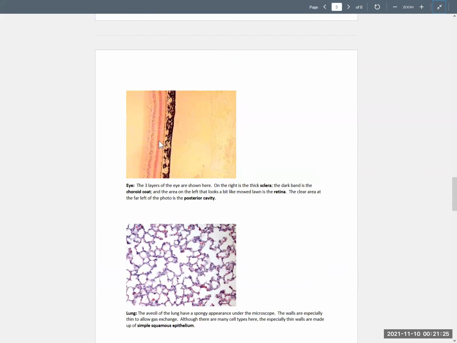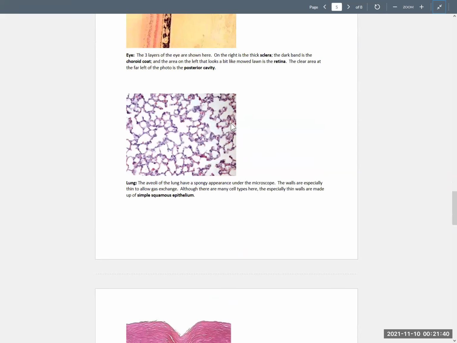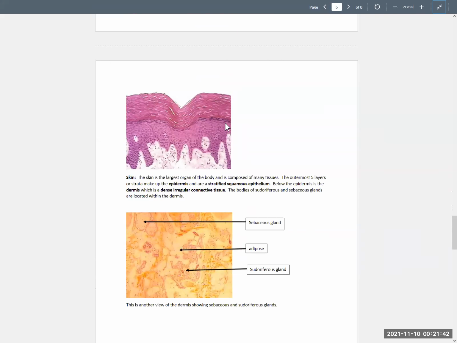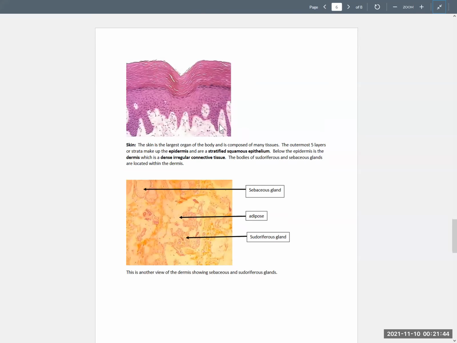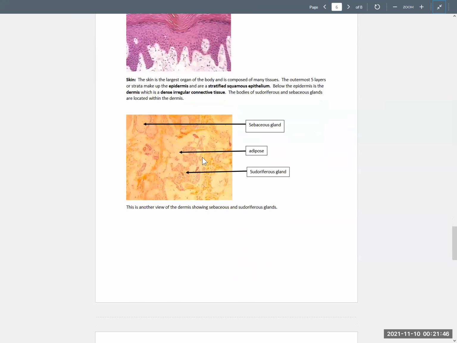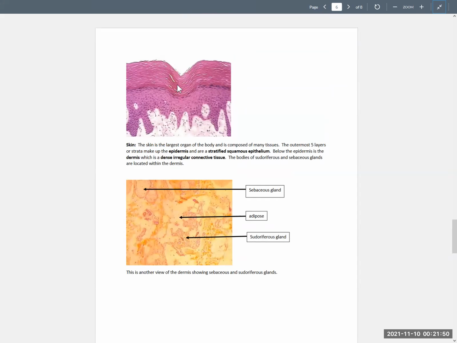This is the eye, sclera, choroid coat, retina, and here's the posterior cavity. You wouldn't have guessed it at first, but now you see it, and it makes sense. The lung is shown here. This is the skin. This is the dermis of the skin. The upper one was to show the epidermis. Okay.